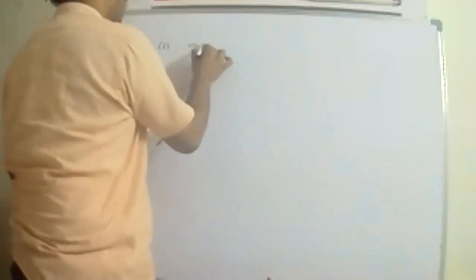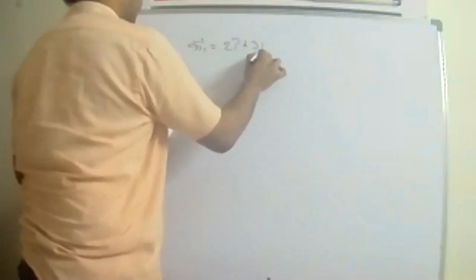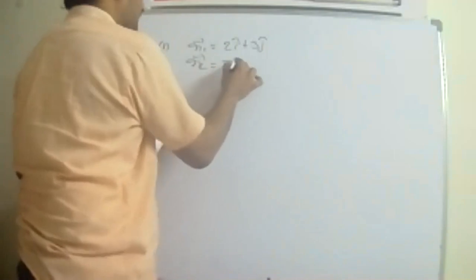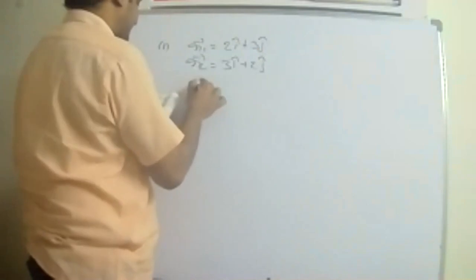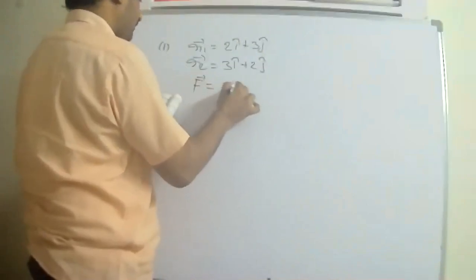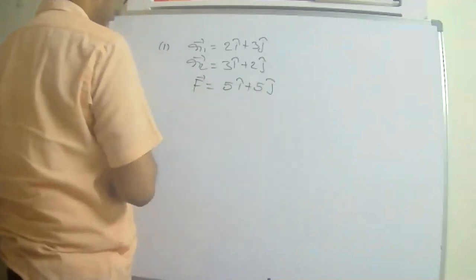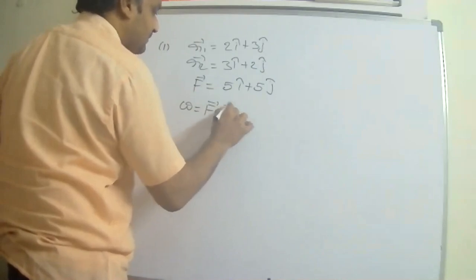So a particle moves from point r1 bar is equal to 2 i cap plus 3 j cap to r2 bar is equal to 3 i cap plus 2 j cap, and the force acting is F bar is equal to 5 i cap plus 5 j cap. Find the work done. Work done is equal to F bar dot S bar.